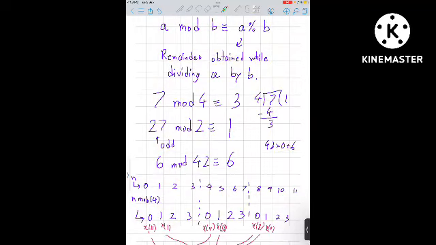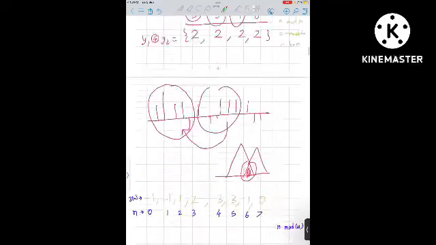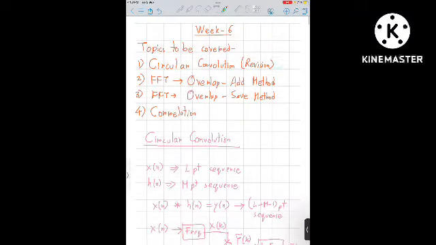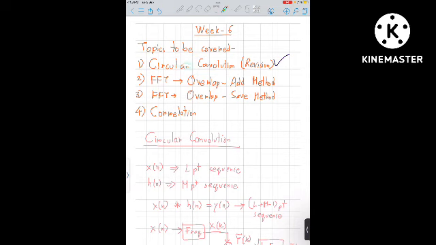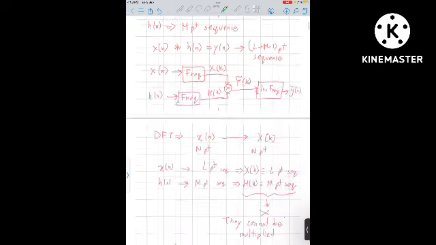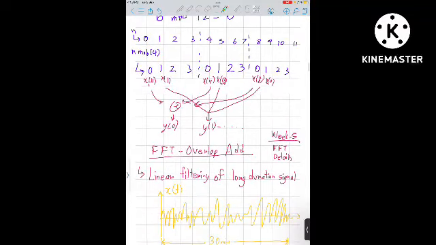So that was our circular convolution. Let me give the tick mark over here. Now we will talk about the FFT overlap add method. Did you watch my previous lecture on FFT, or normal FFT?